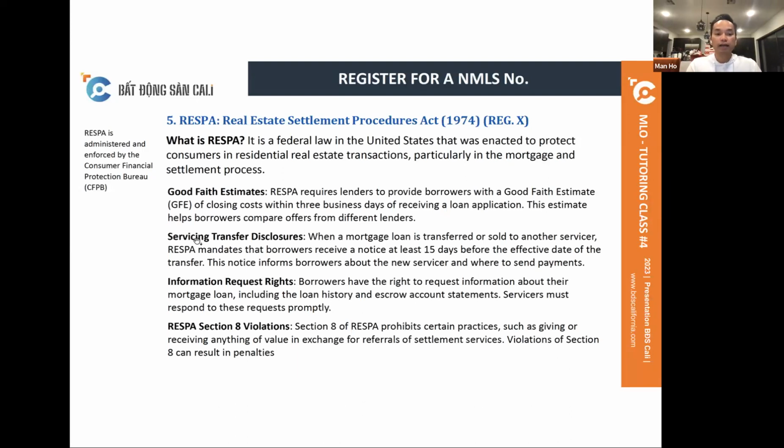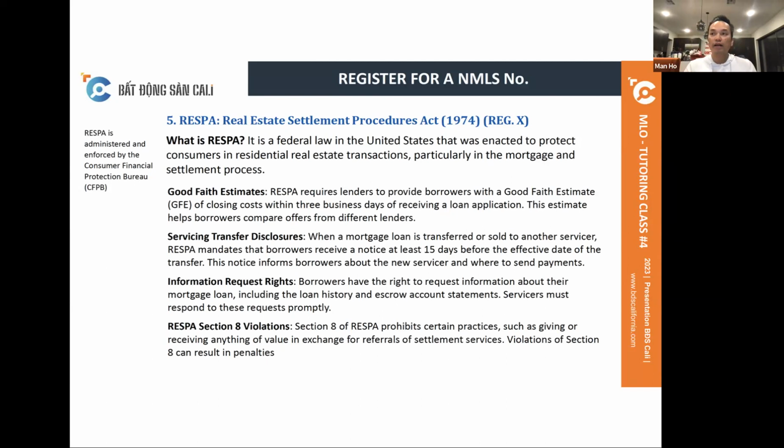So this is what it says: servicing transfer disclosure. When a mortgage loan is transferred or sold to another servicer, RESPA mandates that borrowers receive a notice at least 15 days. Remember this: when you transfer the servicer, RESPA requires that the servicer send the notice at least 15 days before the effective date of the transfer. This notice informs the borrower of the new servicer and where to send the payments. Okay, so the current servicer needs to send out a disclosure to the borrower 15 days before that takes place.